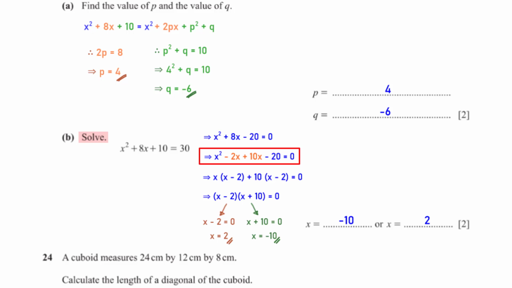For the first two terms, when we factor out x, we are left with x minus 2. And for the final two terms, when we factor out 10, we are left with x minus 2. This can be rewritten as (x minus 2) times (x plus 10). When we equate x minus 2 to 0, we get x equals 2. And when we equate x plus 10 to 0, we get x equals -10.